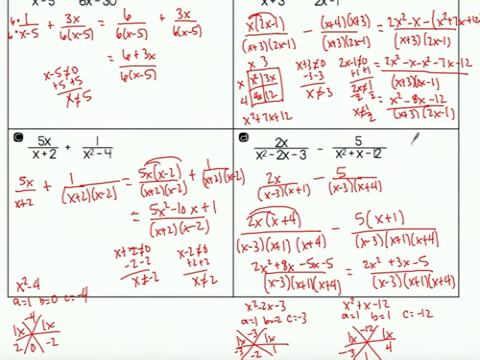My excluded values, I take my denominator, and each factor I would set not equal to 0, so x can't equal 3. X can't equal negative 1. And x can't equal negative 4.